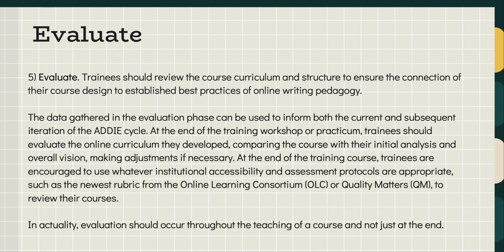This should be ongoing, but what I would say is we've talked about the Online Learning Consortium, and we've talked about Quality Matters and reviewing your own courses with those tools. In reality, evaluation should occur throughout the teaching of a course and not just at the end. So use OLC and QM to review your courses for accessibility before you start teaching the class, but also take notes as you teach the course, have a student survey in the middle, and then really think about doing your own evaluation at the end, in addition to the evaluation that you're going to give them.